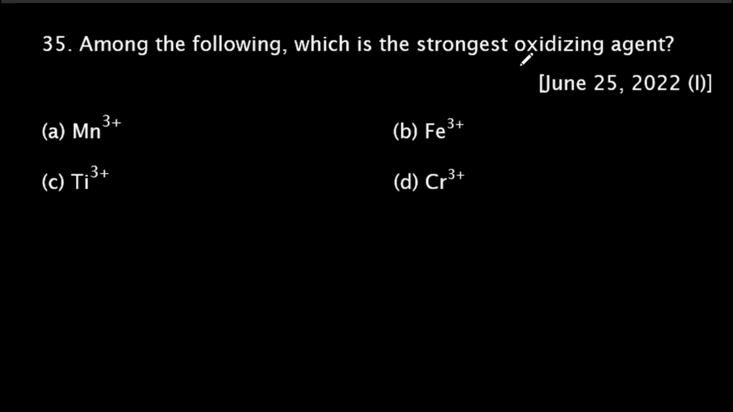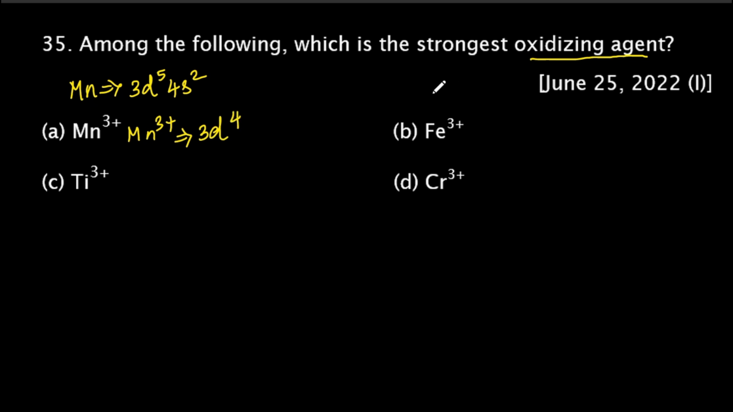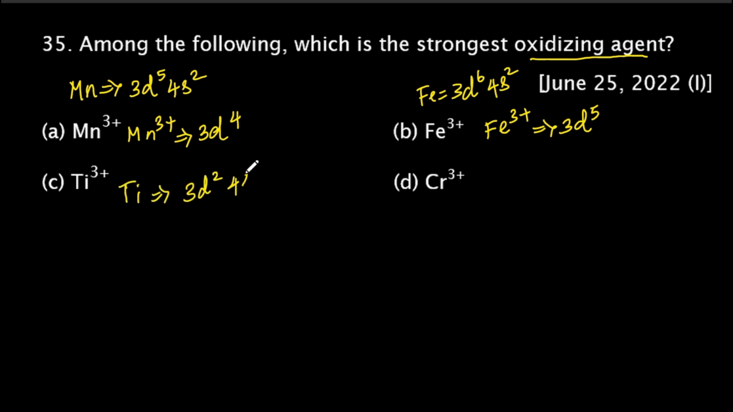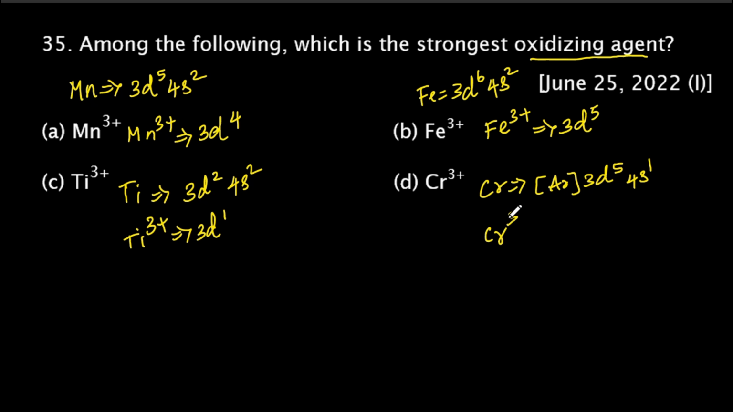Among the following, which is the strongest oxidizing agent? Let us see the electronic configurations. Manganese has the electronic configuration 3d5 4s2. Mn3+ has the configuration 3d4. Iron has the configuration 3d6 4s2. Fe3+ has the configuration 3d5. Titanium has the configuration 3d2 4s2. Titanium 3+ has the configuration 3d1. Chromium has the configuration 3d5 4s1. Chromium 3+ has the configuration 3d3.